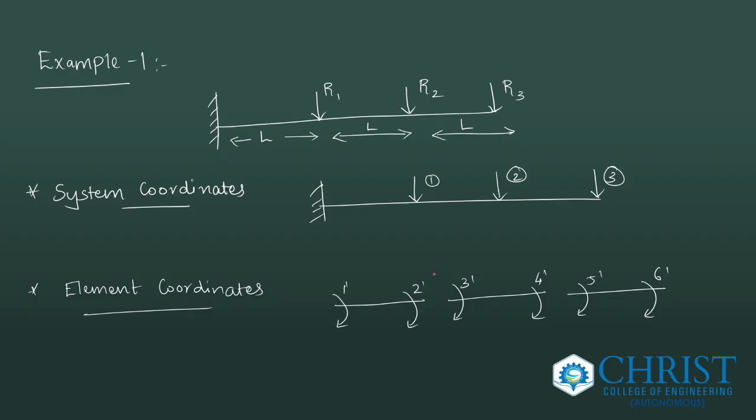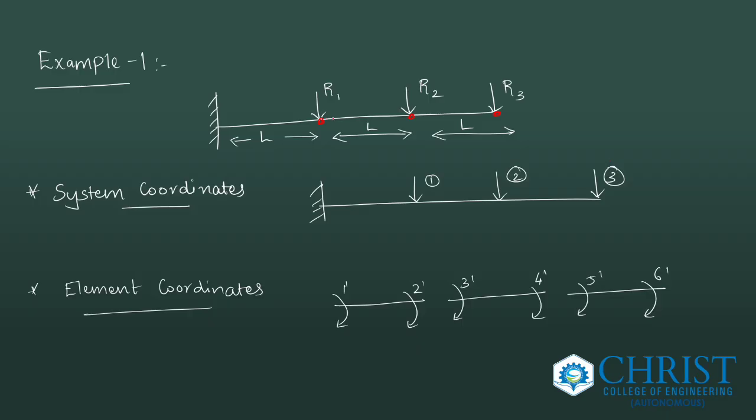So example 1, consider the structure as shown in the figure. It has three external loads R1, R2, R3. So system coordinates I can define at the points where load is applied because nothing else is mentioned. So first system coordinate, second and third, three system coordinates.